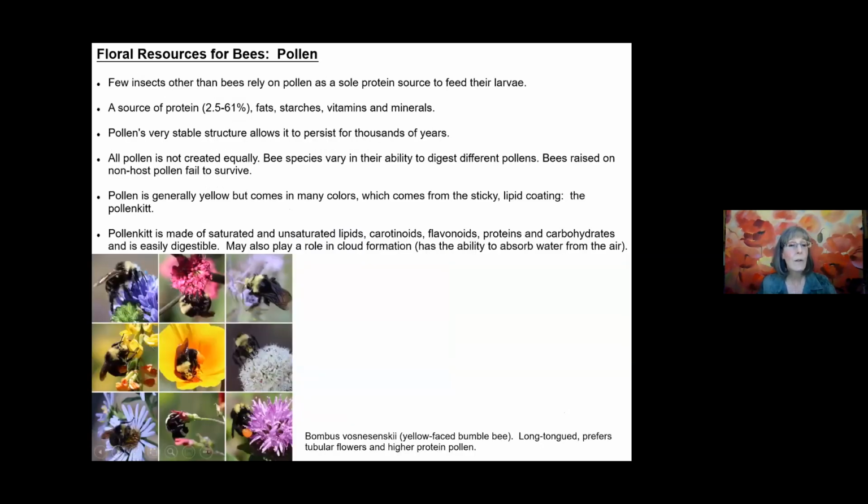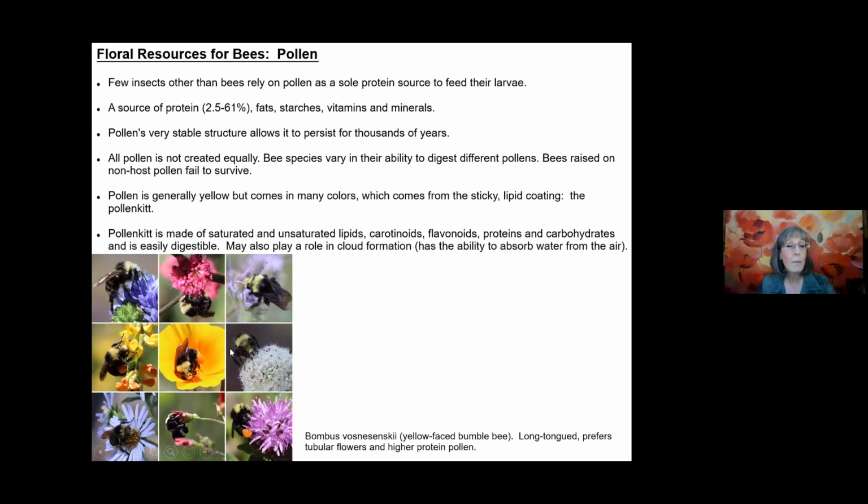Just a quick note about the food, because I like to say it's all about the mealtime. And so, like floral resources for bees, pollen, okay, pollen is the main source of protein for bees. All pollen is not created equally. Some bees are very specific on the types of pollen that they feed on, and their offspring will not survive on the wrong pollen, which is why diversity is really important.